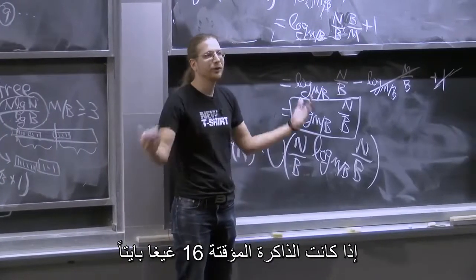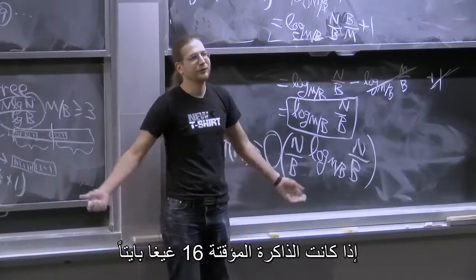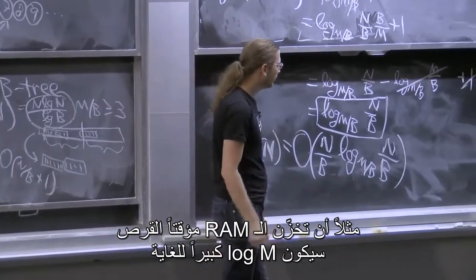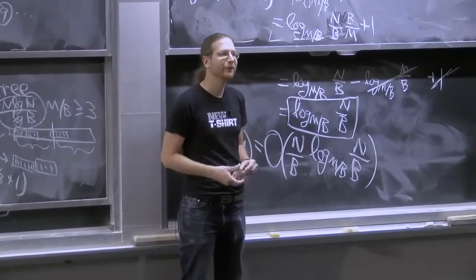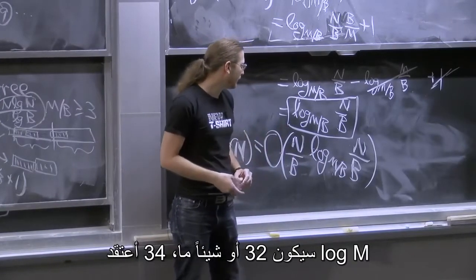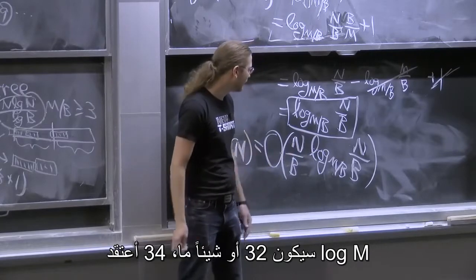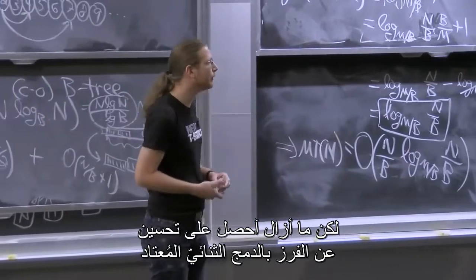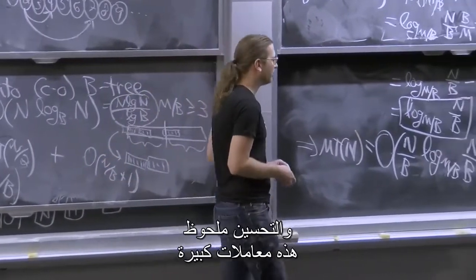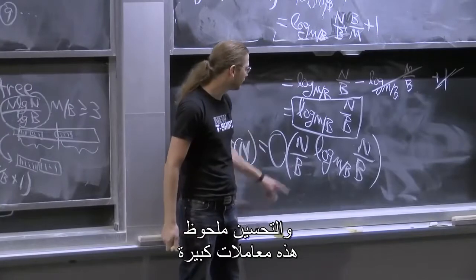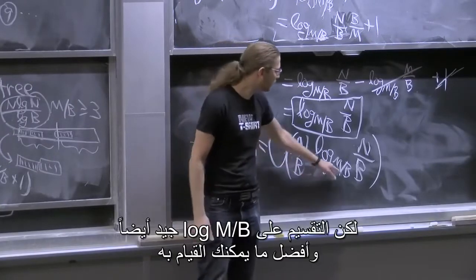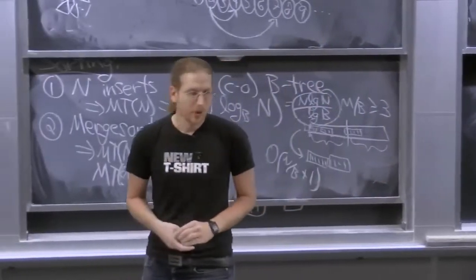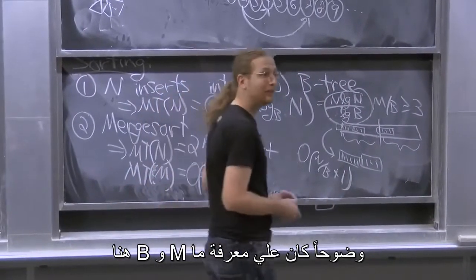If your cache is, I don't know, 16 gigabytes, like your RAM caching your disk, then log m is pretty big. It's going to be 32 or something, 34, I guess. Log m, OK, I have to divide by b, so it's not that good. But still, I'm getting an improvement over regular binary merge sort. And you would see that improvement. These are big factors. The big thing, of course, is dividing by b. But dividing by log of m over b is also nice and the best you can do. Obviously, I needed to know what m and b were here.